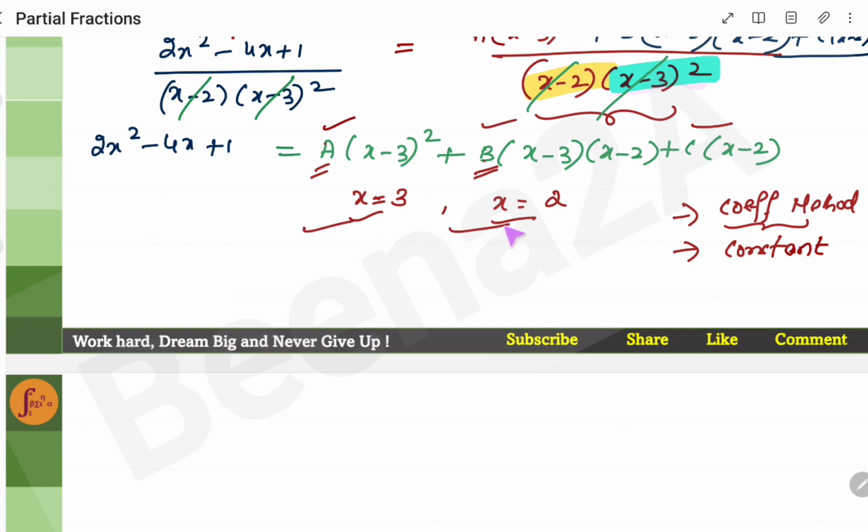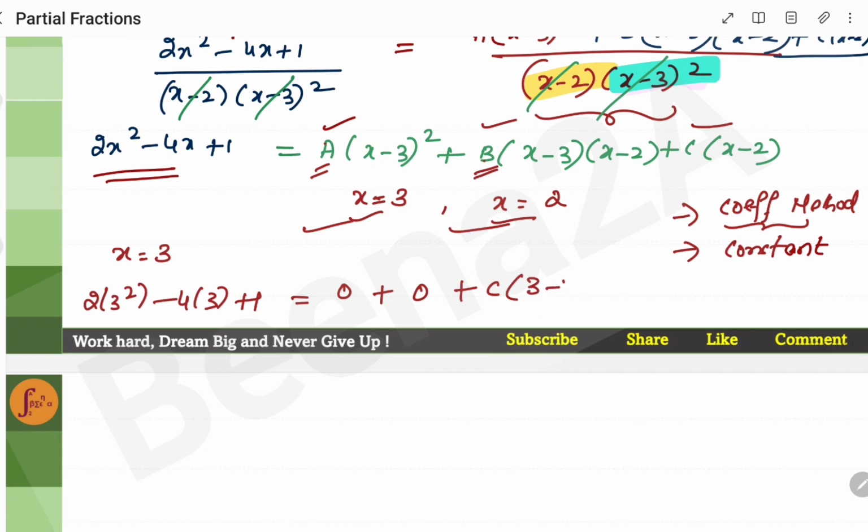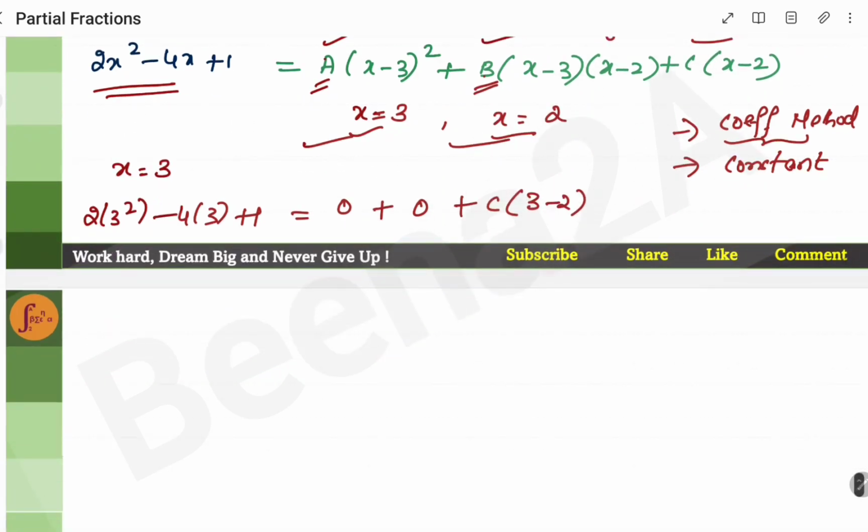First, let's substitute x values. X is equal to 3. So I'll get 2 into 3 square minus 4 into 3 plus 1. This will become 0 because 3 minus 3 will become 0. Plus, again here you're putting x is equal to 3, so it will become 0. Plus C into x is 3. So 3 minus 2 is 1. So I'll get 18 minus 12 plus 1 is equal to C, which is nothing but C is equal to 7.